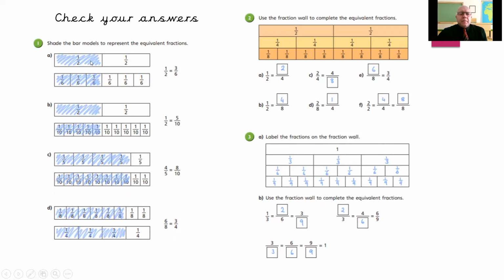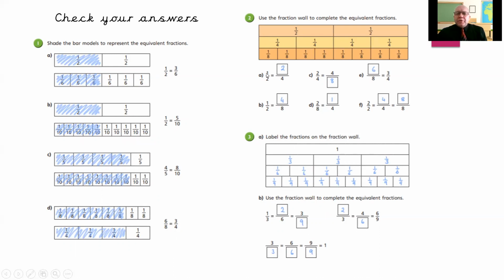1/2, there's 3/6, and you can see that they're the same size, they're equivalent. On B, there's 1/2, there's 5/10. Again, you can see it's the same size. On C, 4/5 and 8/10. Again, if your shading isn't coming out as being the same size, then you need to double check you've made an error. And D, we've got 6/8 there, and that's equivalent. It's the same as 3/4.